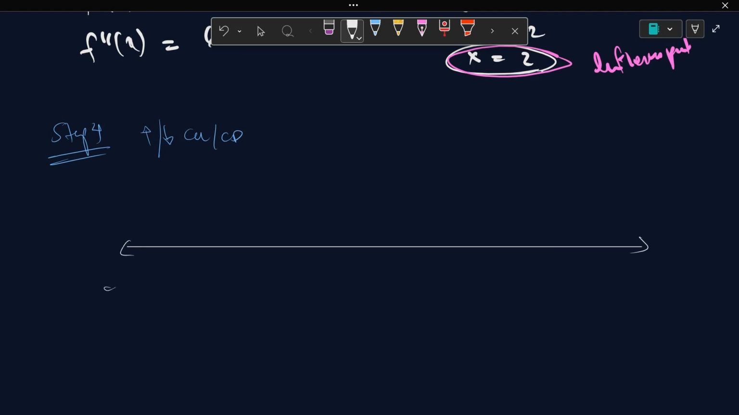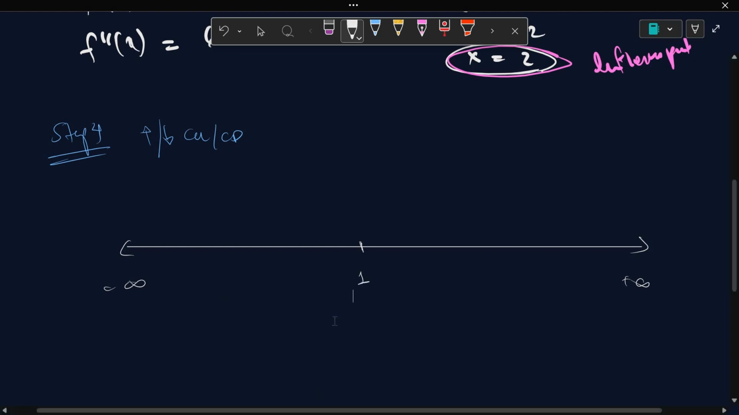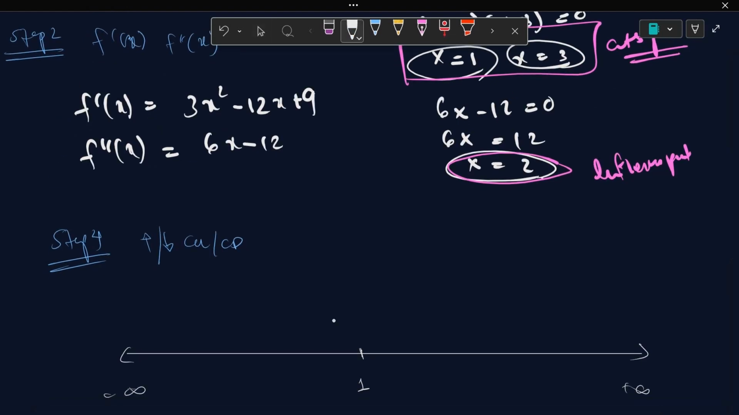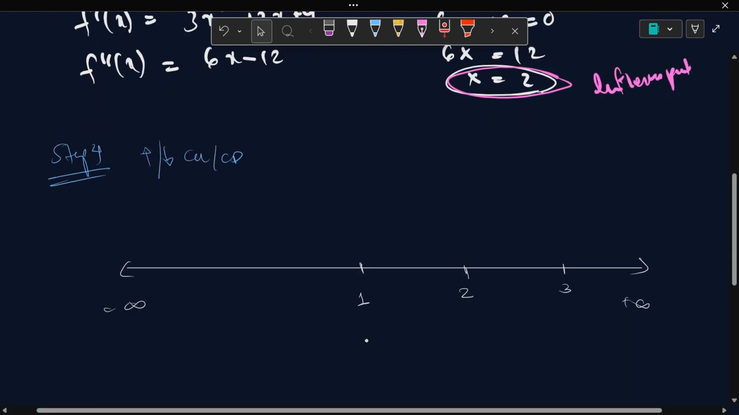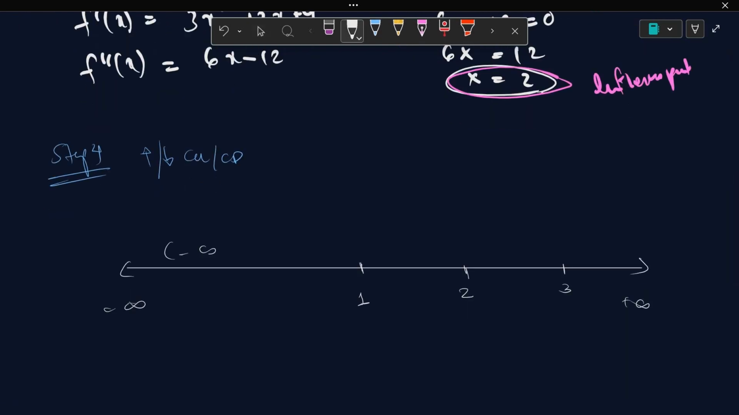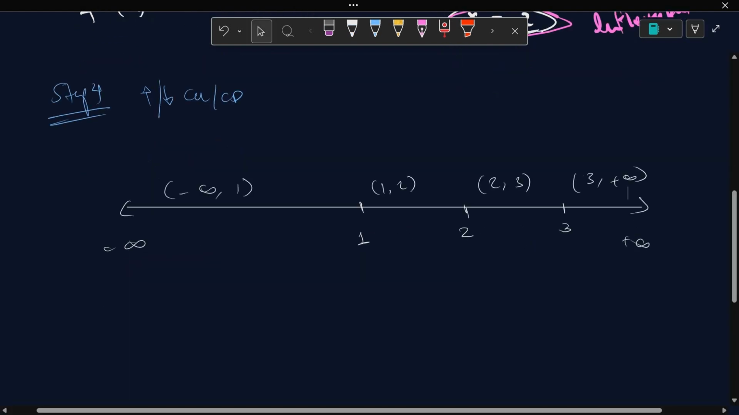Okay, so I have it from negative infinity to positive infinity, but I know there is a critical point at x equals 1. There's also a critical point at x equals 3, and there's also an inflection point at x equals 2. So this is what makes my intervals. My first interval is negative infinity to 1, the second one is 1 to 2, the third one is 2 to 3, and the fourth one is 3 to positive infinity.